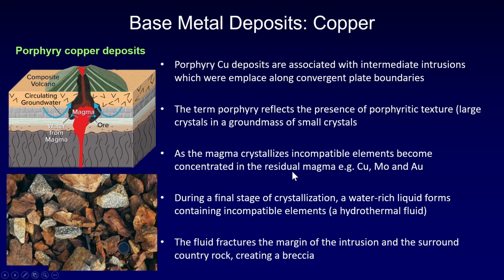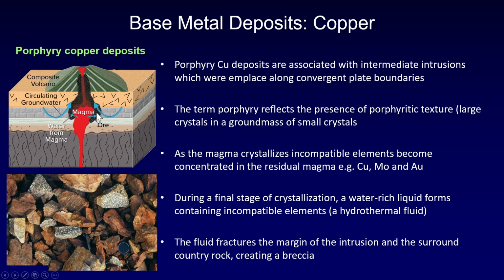So as the magma crystallizes, once again, our incompatible elements are going to become concentrated in the residual magma. So this is going to be elements including copper, molybdenum, and gold. And so just like the skarn deposits we were talking about, during the final stages of the intrusion crystallizing, we're going to end up with a water-rich fluid forming, which is going to contain our incompatible elements. And this fluid is going to push into the surrounding rock, fracturing it. And so it's going to create breccias around the margins of our intrusion.